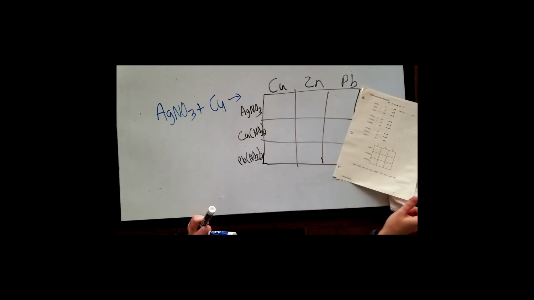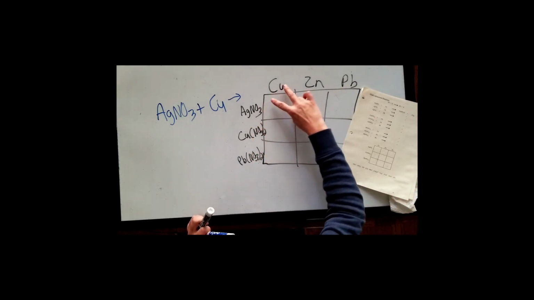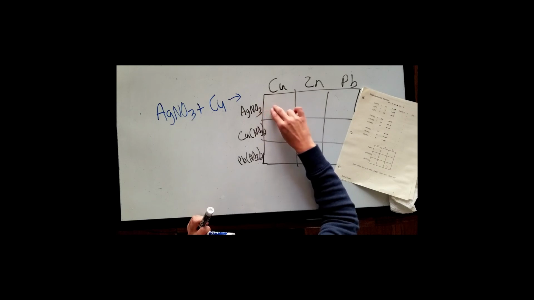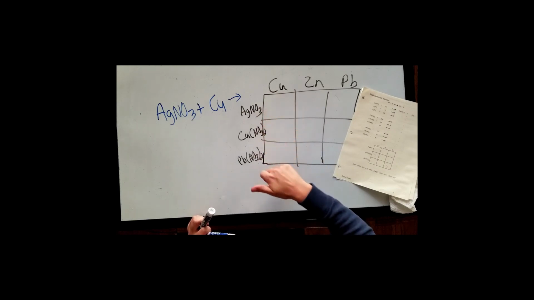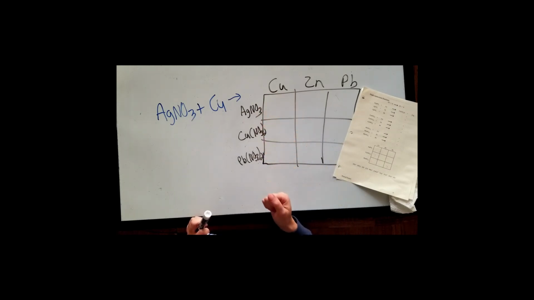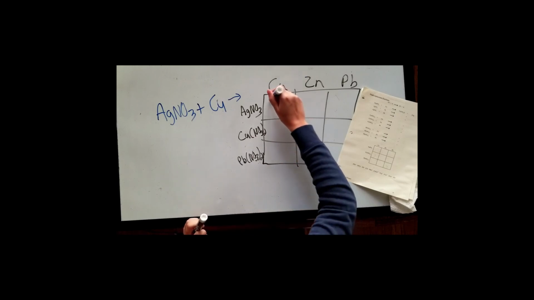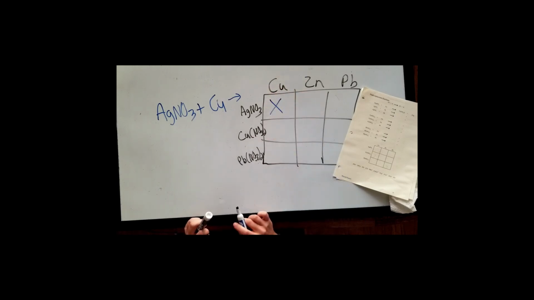So you're going to go to the video, you're going to watch the mixture of copper with silver nitrate, and if you see a color change, if you see bubbles, if you see the solid dissolving, anything like that, then yes, a reaction happened. So all you would do is if a reaction happened, you would put an X saying yes.